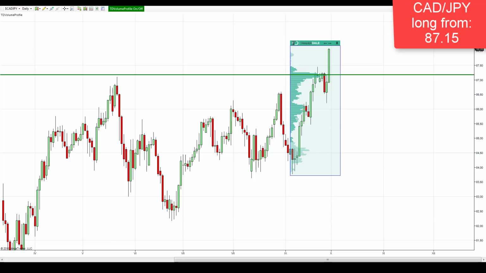Let's start with swing trades and let's have a look at the Canadian dollar Japanese yen. Before you can see a daily chart of the Canadian dollar Japanese yen, and there is a pretty strong buying activity right there, especially on Friday. And before Friday's strong and aggressive buying activity, there was a volume accumulation right there. You can see the heavy volumes accumulated throughout this whole area.